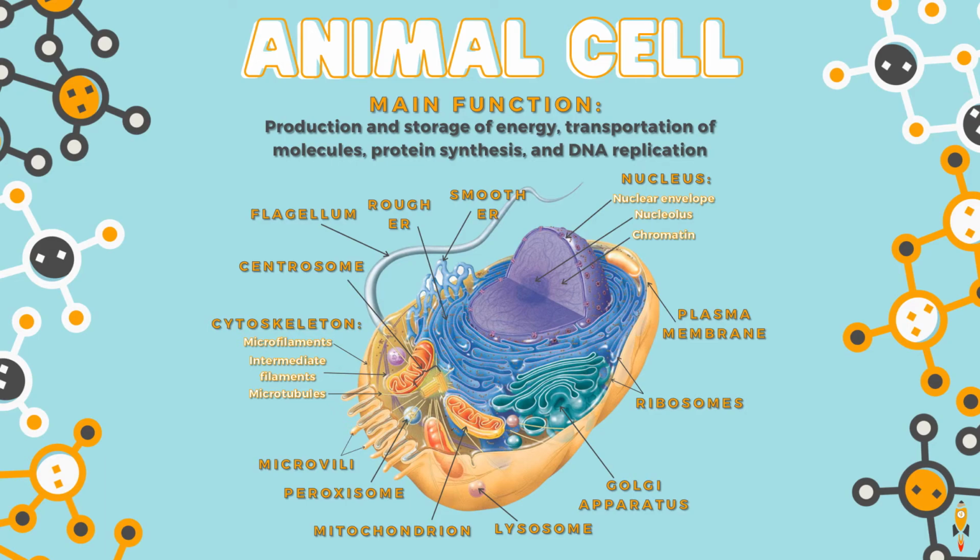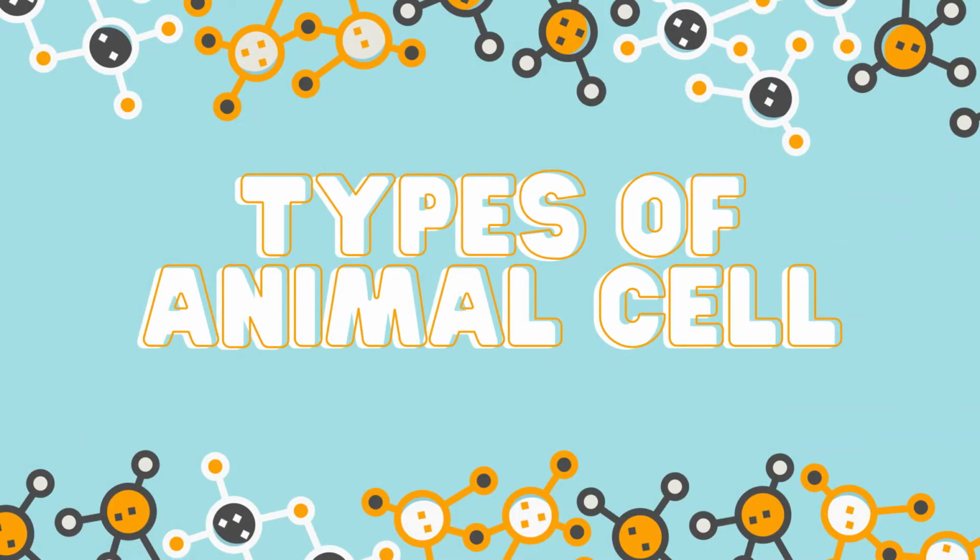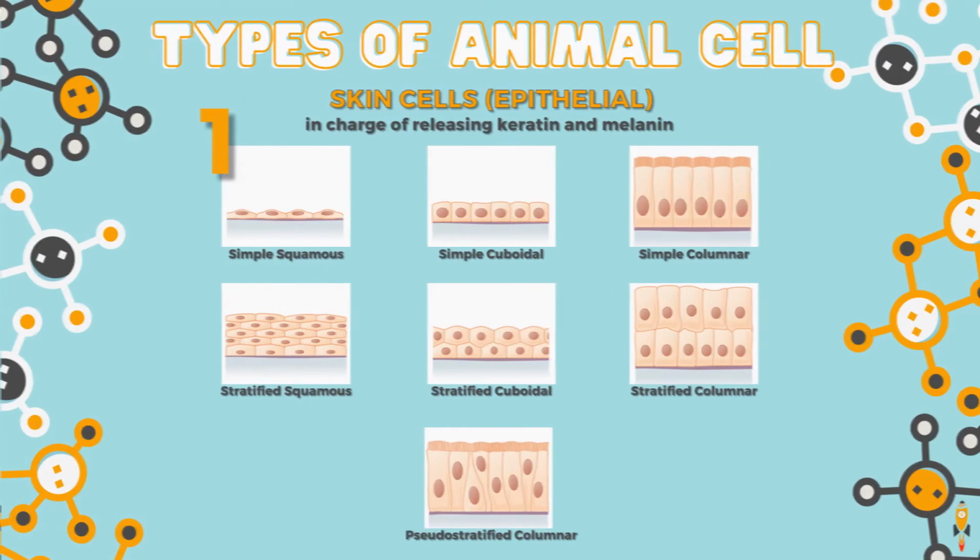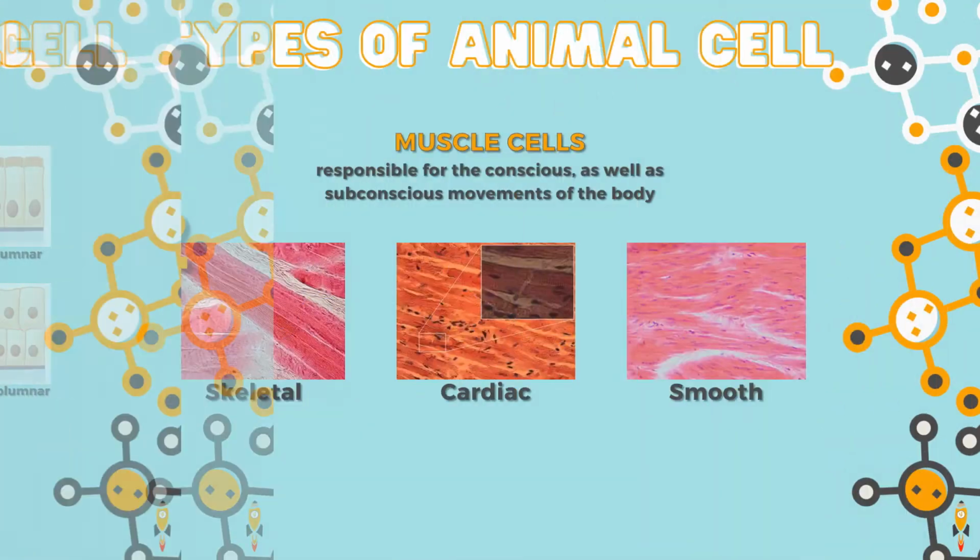Now, let's discuss the types of animal cells. Animal cell types. The 5 types of animal cells are skin, muscle, blood, nerve, and fat. Skin cells are in charge of releasing keratin and melanin, which are very important in keeping the body protected.